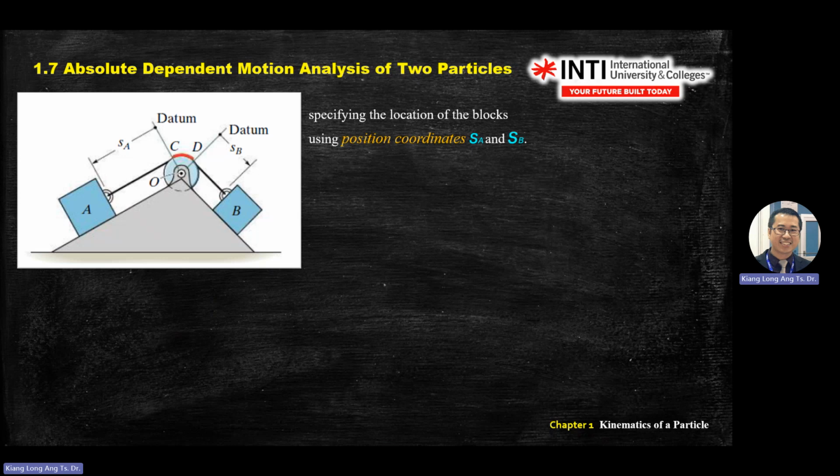Remember the datum. The datum is where you count your displacement from. If you pull A, what happens to SA? Positive or negative? Positive. But when you pull A, B will move up. What happens to SB? Negative. SB will become negative, meaning SB will decrease. So this is the first thing. You know your coordinates of SA and SB, from the datum.